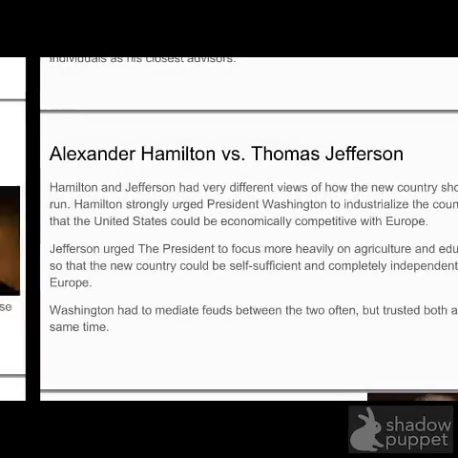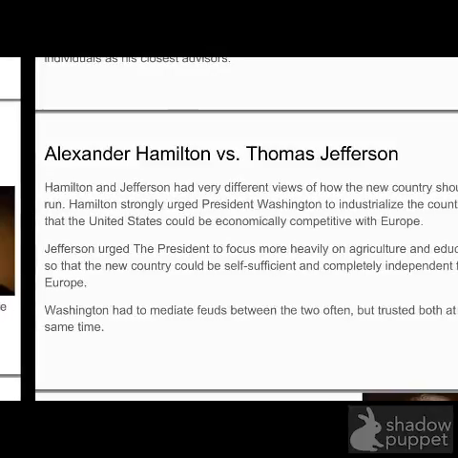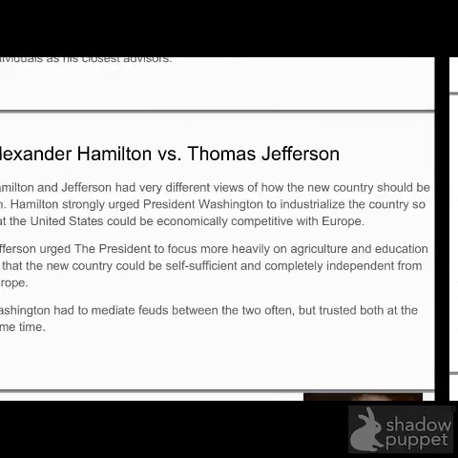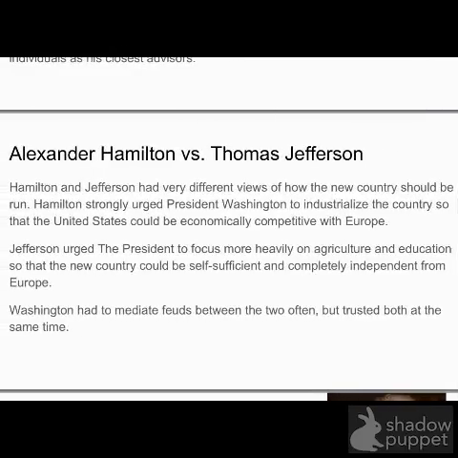And we talked about this, that Hamilton and Jefferson did not get along. They had very different views on how the country should be run. Hamilton strongly urged President Washington to industrialize the country so that the United States could be economically competitive with Europe. Factories are still a brand new thing at this point, and they're nothing like the factories we have today. But Hamilton was kind of a visionary here. He knew that they would be needed, and he knew that they would help the country expand.